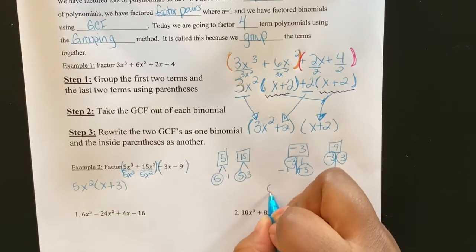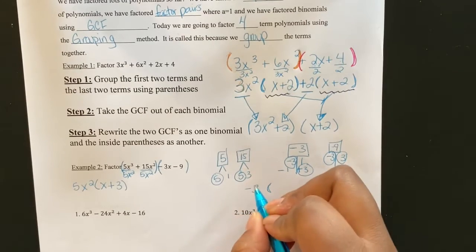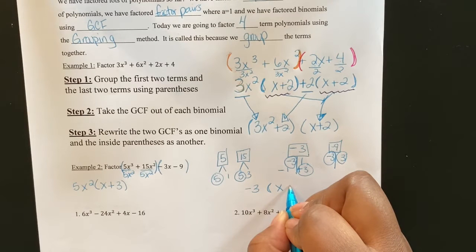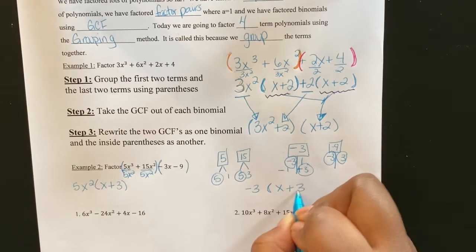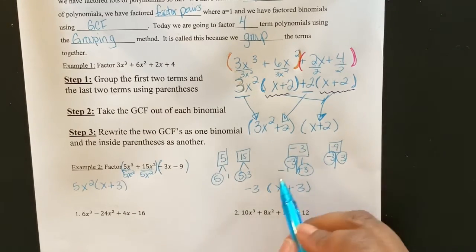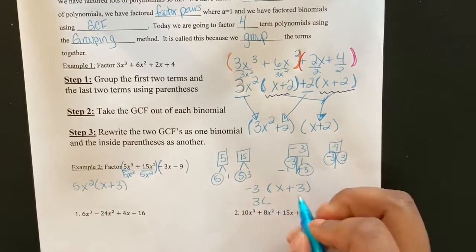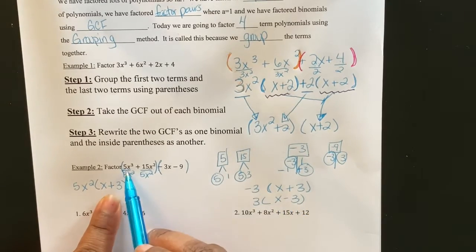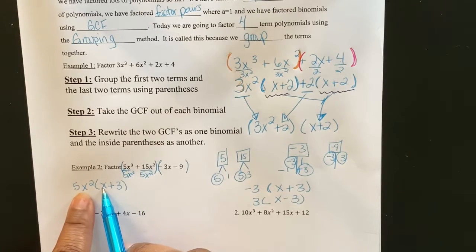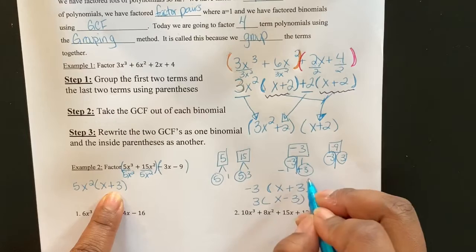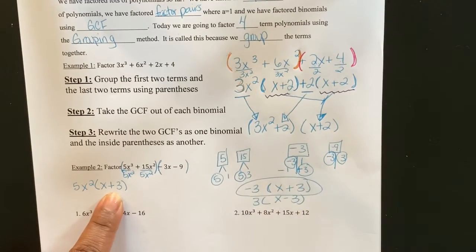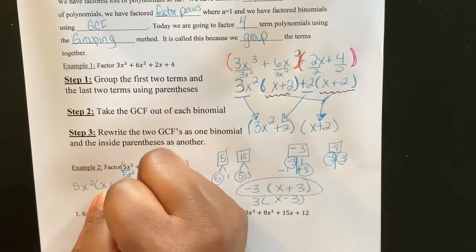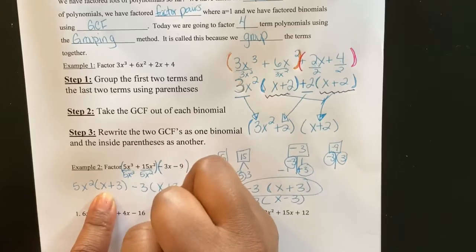Now, let's say I take out the negative 3. That'll give us x plus 3. If I take out the positive, that'll give us x minus 3. Now, we've already factored out the first two terms, and we got x plus 3 in the parentheses. So that tells us that we want to use this one right here, because x plus 3 and x plus 3 have to be the same in the parentheses. So negative 3 times x plus 3.